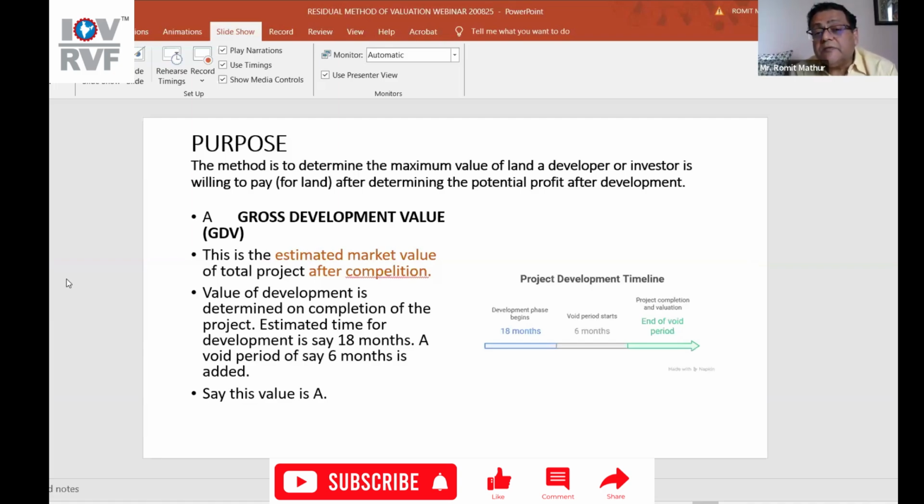The method to determine the maximum value of land that a developer or investor is willing to pay, after determining the potential profit after development. As I said.